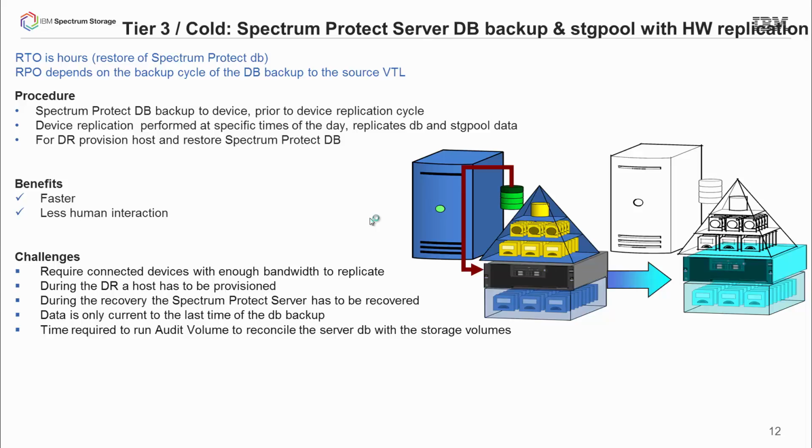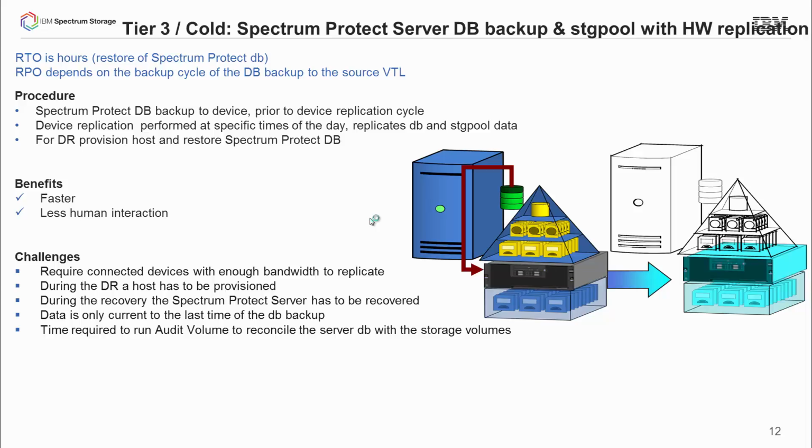Slide 12 now starts to introduce the ability for some hardware to do its own replication. We are no longer using the copy storage pool capability. Instead, we have the Spectrum Protect database backup to a device prior to the device replication cycle. The Spectrum Protect database backup occurs and it's written out to the local smart device. Then we have the device replicate both the backup of the database and all of the storage pool data off to a second location.